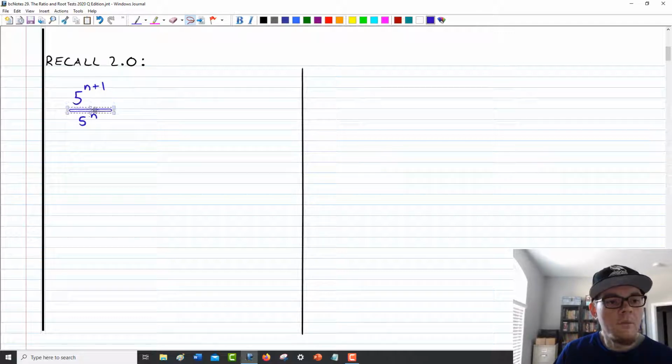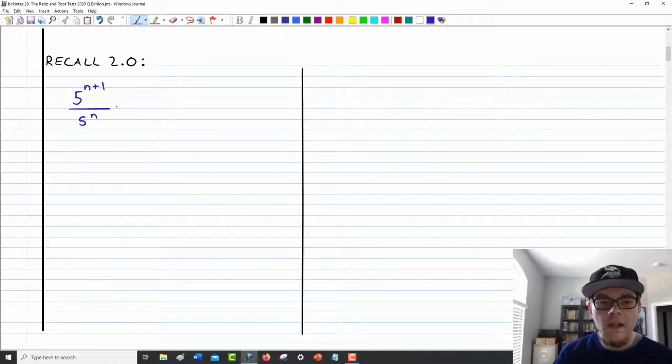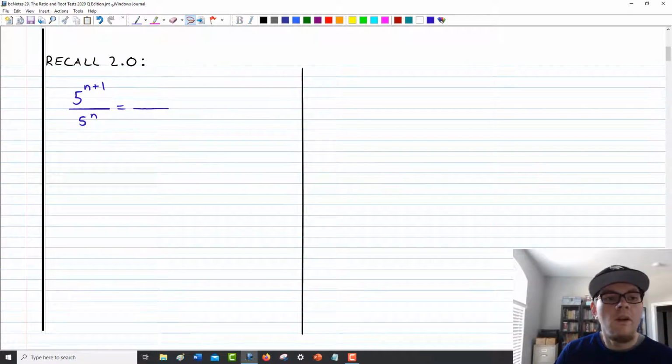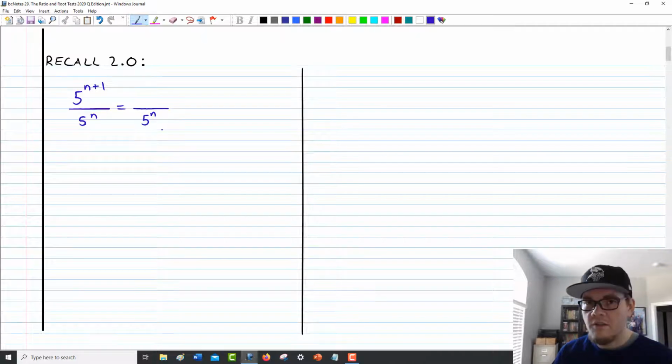There we go. So 5 to the n plus 1 over 5 to the n. This is one that, depending on how comfortable you are with PEMDAS and different things, you may be comfortable with. But basically this is an expression where the exponent rules really jump out to me. Obviously our denominator doesn't do a whole lot, it's just 5 to some unknown power. But in our numerator we have something that has an n power, but then there's also this plus 1.